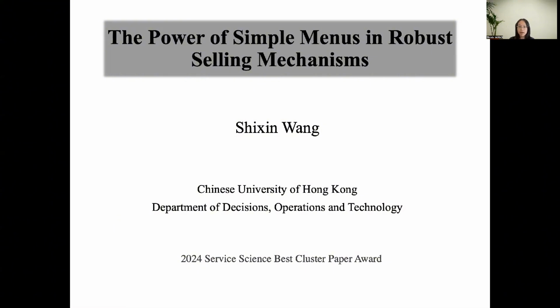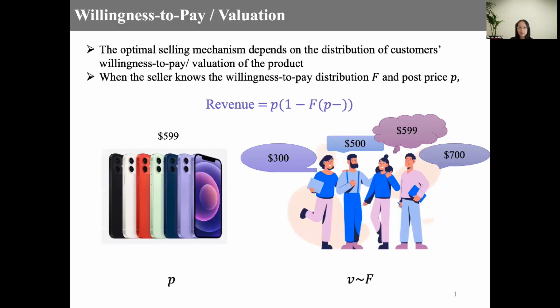I'm happy to share my recent work on the power of simple menus in robust selling mechanism. When a seller designs a selling mechanism, he needs to consider customers' willingness to pay. For example, if the price is $5.99, only customers with a willingness to pay higher than this value will buy the product. And the seller wants to maximize the expected revenue, which is the price multiplied by the purchase probability.